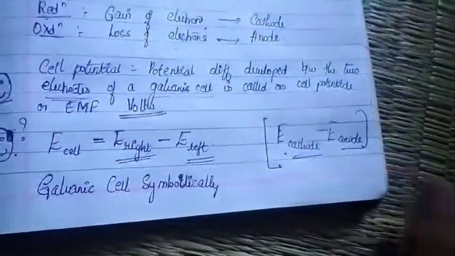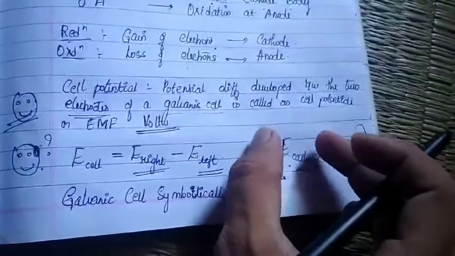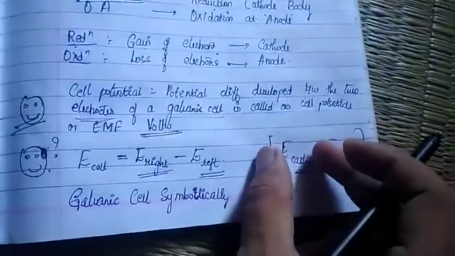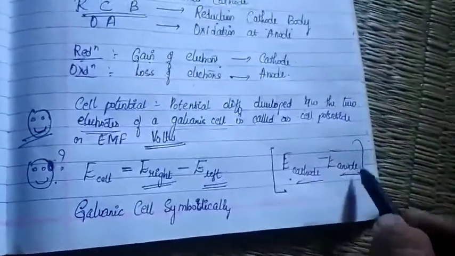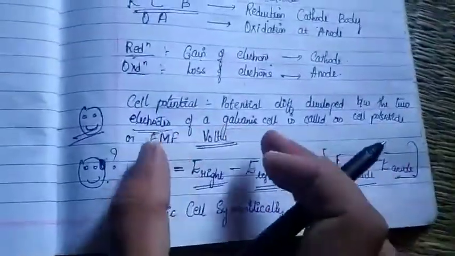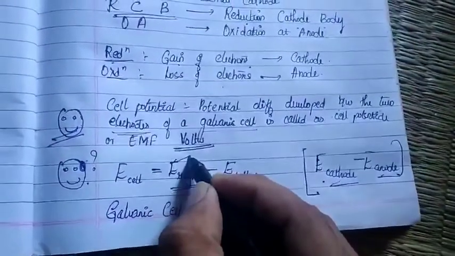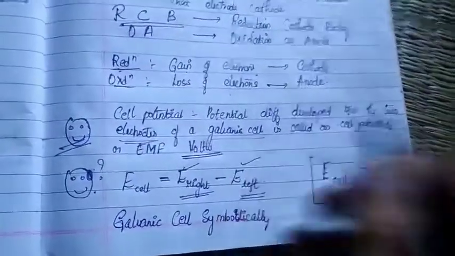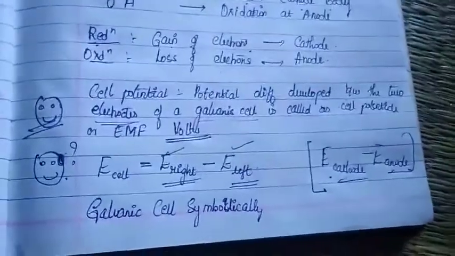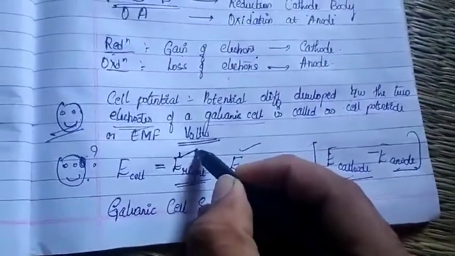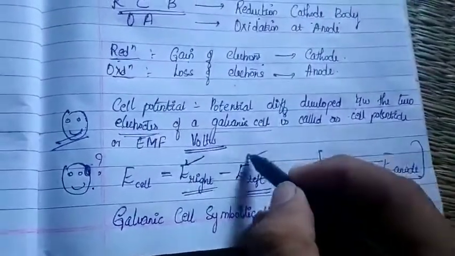Is that clear? So you have to measure the standard electrode potential, that means the standard reduction potential of the cathode. Then you have to measure the standard reduction potential of the anode. In this formula, for example, if you take oxidation for this one, you have to take oxidation for the other also, and calculate the standard oxidation potential. If you are calculating the standard reduction potential for one, what should you do for the other?